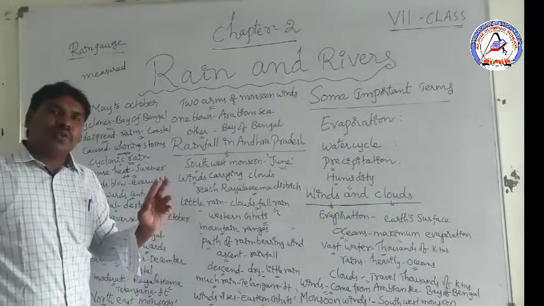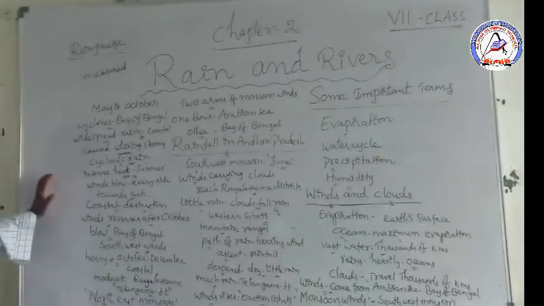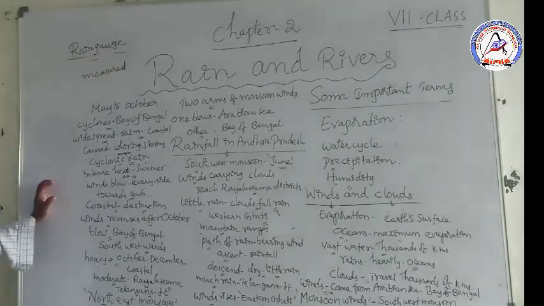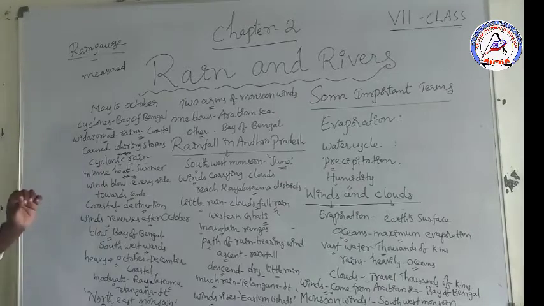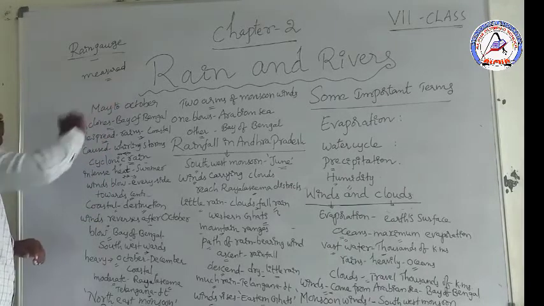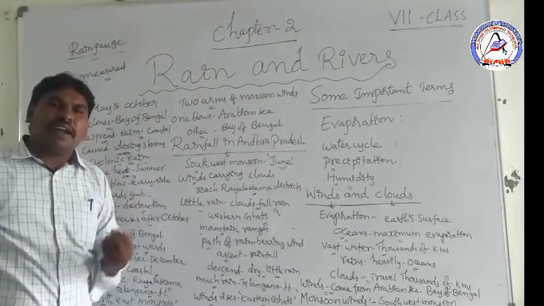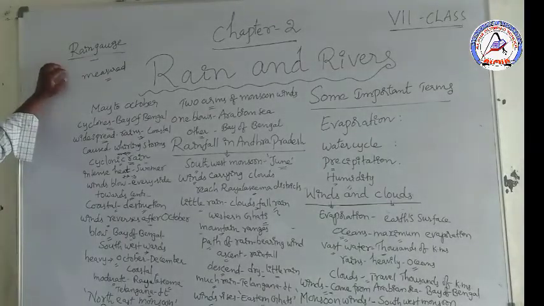So we discussed two kinds of monsoons: southwest monsoon and northeast monsoon. Next, rain gauge. A rain gauge is an instrument to measure rain, how much rainfall there is in our area. Generally we can measure the rain by using a rain gauge. How many centimeters of rainfall in our area, we can measure by using a rain gauge.